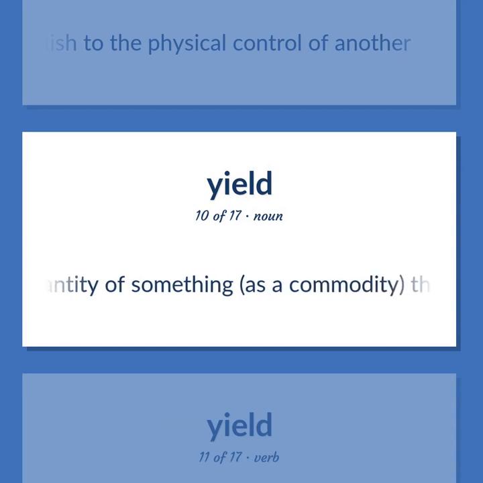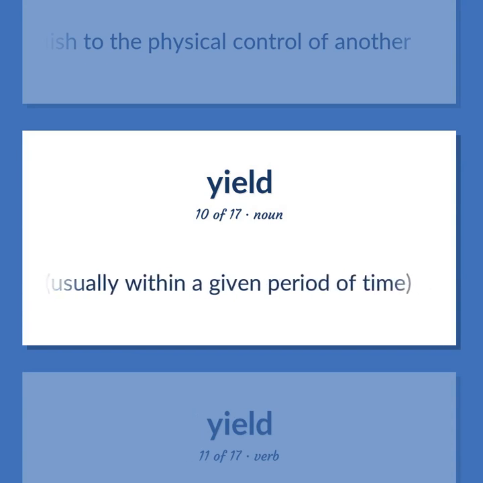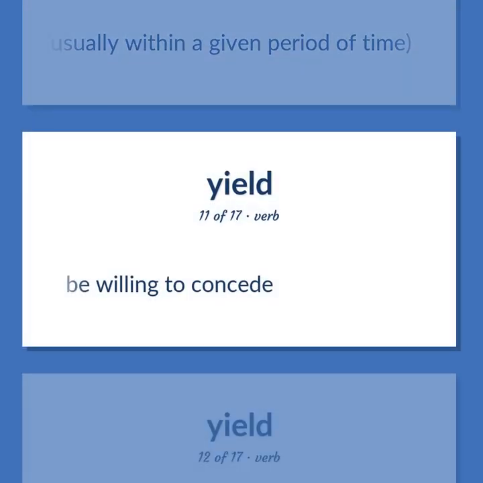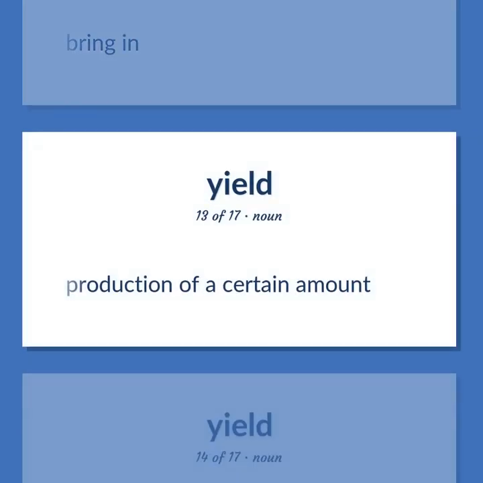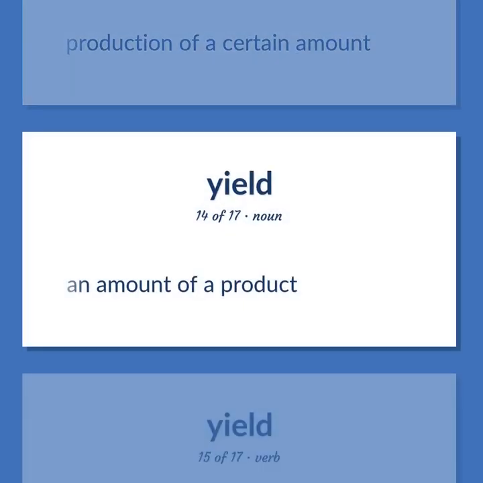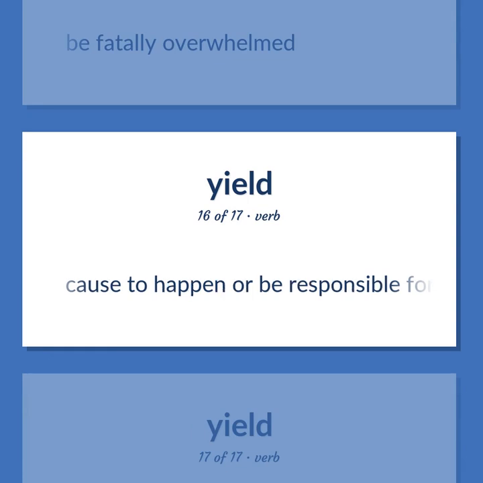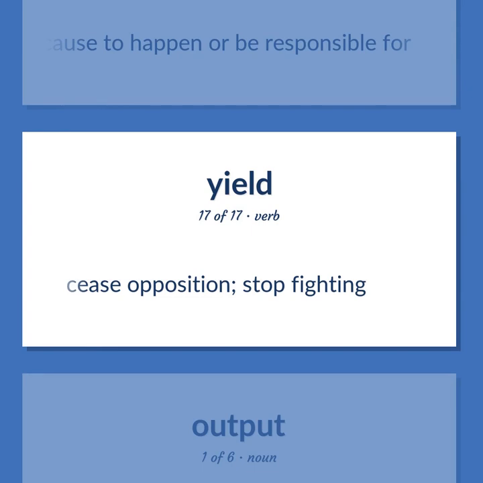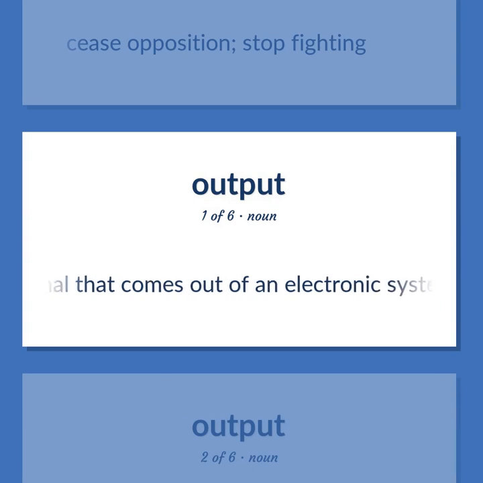The quantity of something, as a commodity, that is created, usually within a given period of time. Be willing to concede. Bring in. Production of a certain amount. An amount of a product. Be fatally overwhelmed. Cause to happen or be responsible for. Cease opposition. Stop fighting. Signal that comes out of an electronic system.